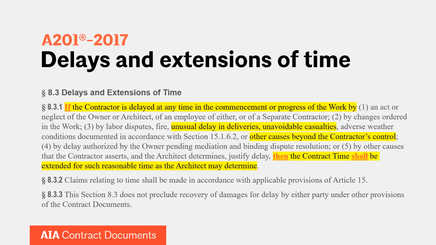The thing to note here, before we talk about one last part of this clause, is that the "then" is automatic. It's a shall, and we talked about the importance of the word shall. If the contractor is delayed at any time by another cause beyond the contractor's control or an unusual delay in delivery, then the contract time shall be extended. The only final step is for the architect to determine how much, the quantum essentially of this issue, how much the contract time is going to be extended. But the fact that the contract time is going to be extended has already occurred because of the way this sentence is structured. One final point about 8.3.1, and that's subsection 5.